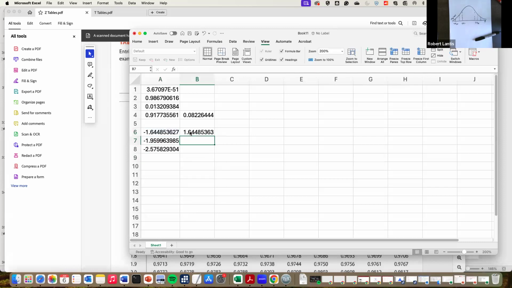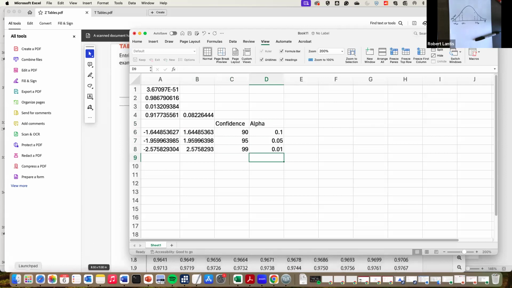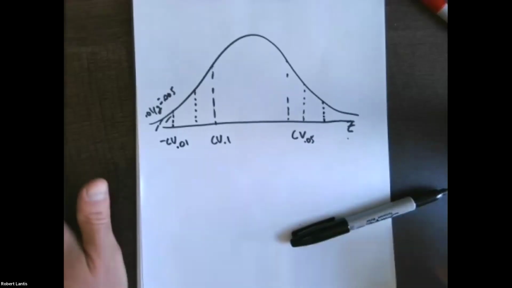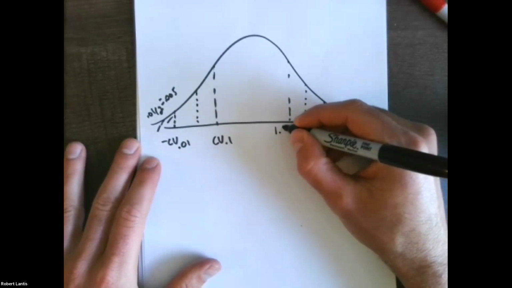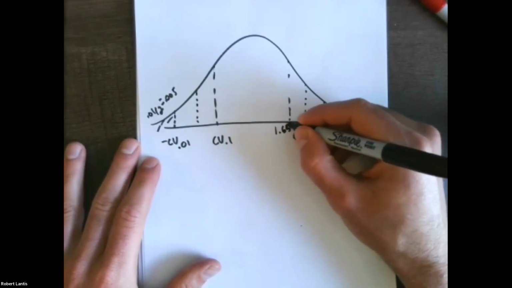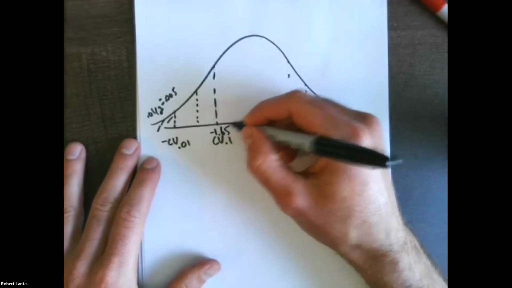At every single level, 90, 95, 99%, I'm actually going to have a pair of critical values, right? Alphas were 0.1, 0.05, 0.01. Okay. So I'm going to put these on my graph. So there we go. So this was what?